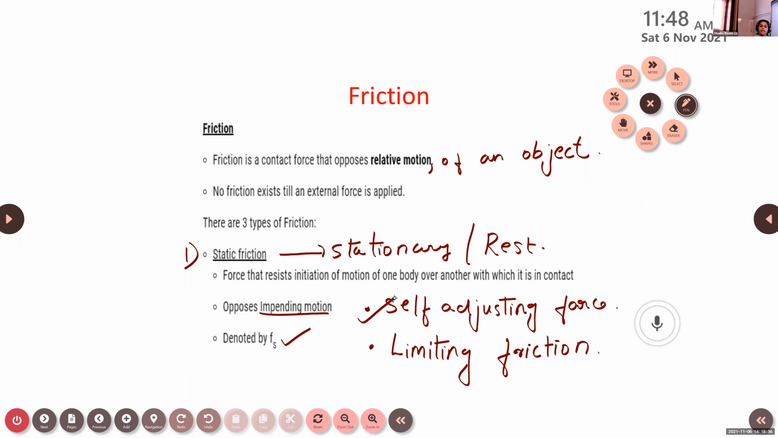Then the next one is limiting friction. Whenever this self-adjusting force, the static friction, reaches a maximum value, the object which is initially in a state of rest shows a tendency to move. That particular point of friction is known as limiting friction. Is it clear?